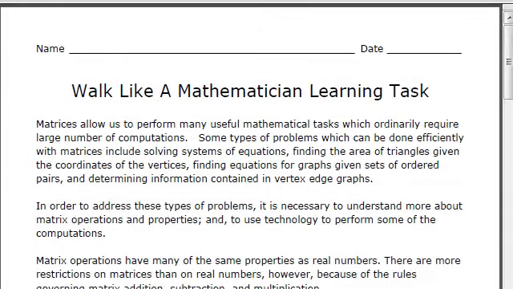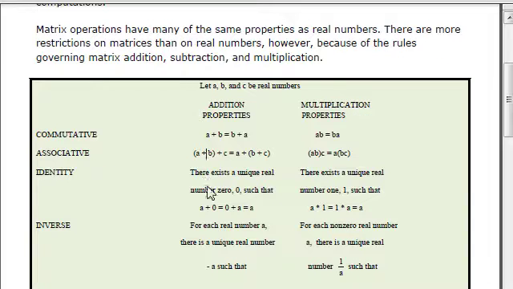Welcome to Walk Like a Mathematician learning task. In this task, you're going to be taking what you've learned about matrices and going to the next level. Primarily, you'll be looking at some of the properties related to matrices that we kind of take from algebra. To show those properties, I'm going to scroll down here.